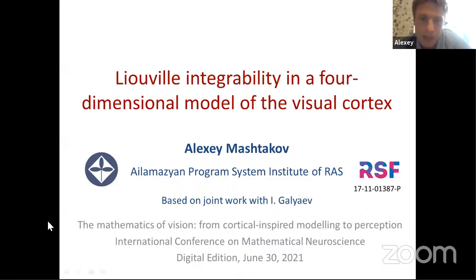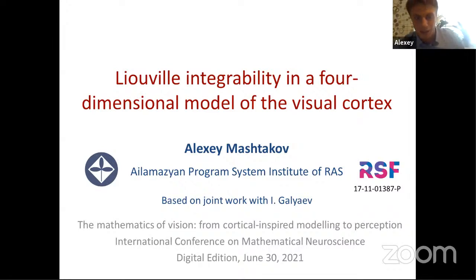cells in V1. The structure of the talk will be the following. I will start from the classical model and briefly recall the classical model by Jean Petitot, Giovanna Citti, and Alessandra Sarti, the Sub-Riemannian model on the SE2 group. Then I move to the four-dimensional model. We formulate the optimal control problem that describes the geodesics in this problem, and then we will study this problem of geodesics on this Sub-Riemannian manifold.